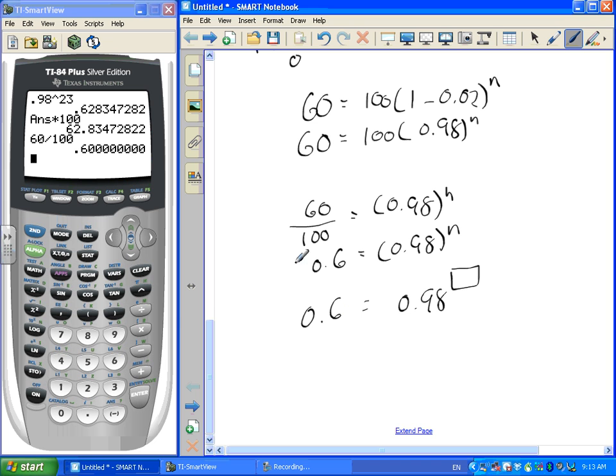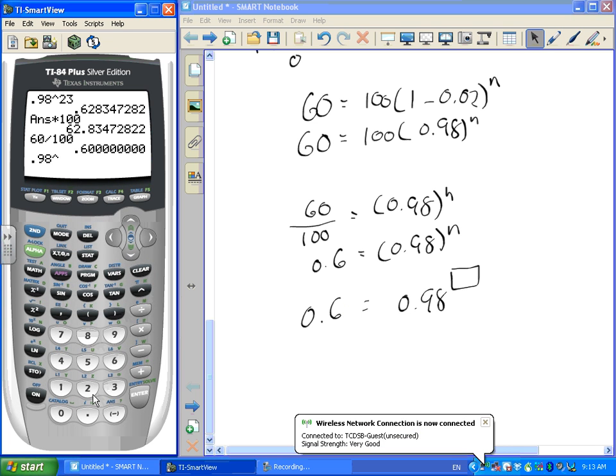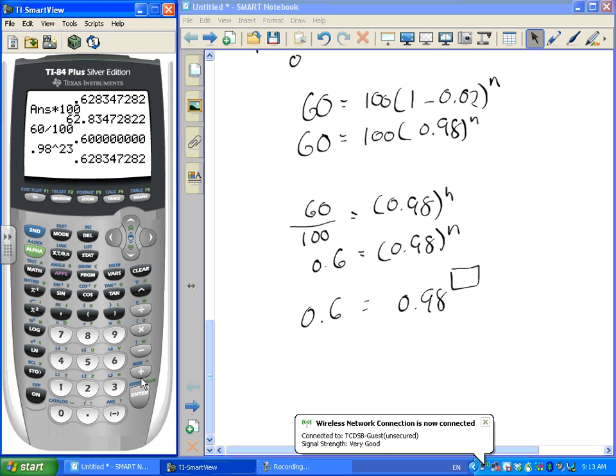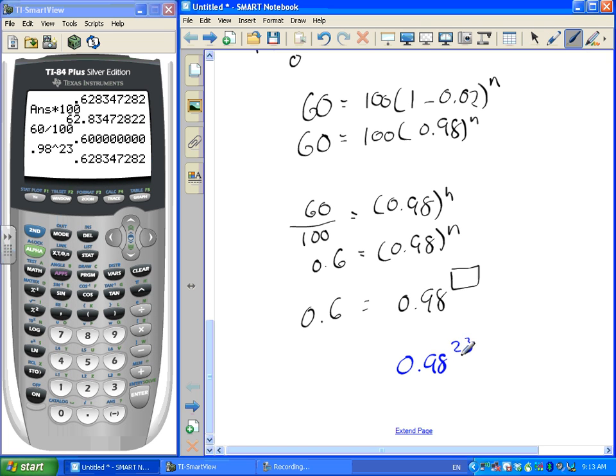Now we know that 0.98 to the power of 23 gives us what? Anyone remember? 0.62. That was our answer before. So obviously we're going to need a greater number than that, because we know he needs to be more meters below the ocean. So we know that 23 doesn't quite work. 0.98 to the 23rd gives us 0.62. That's too high of a number.